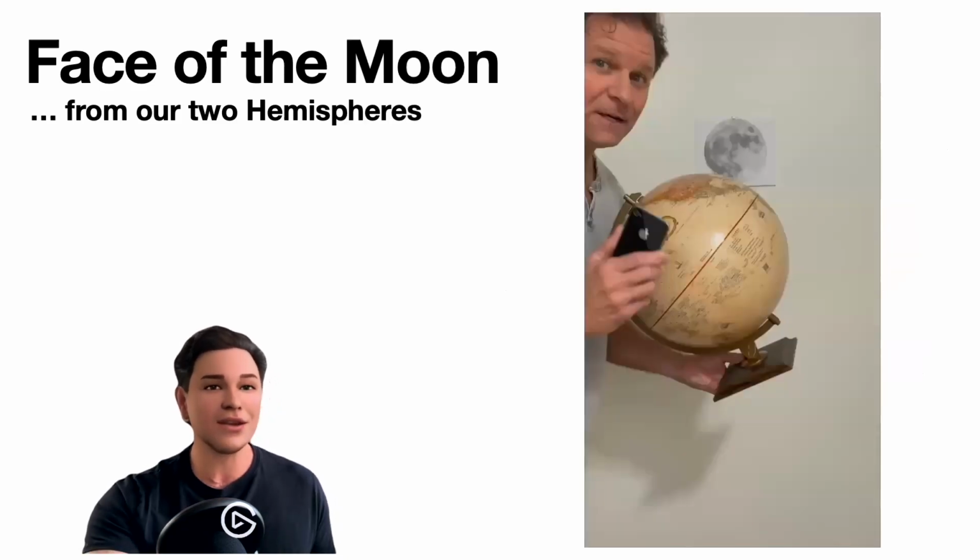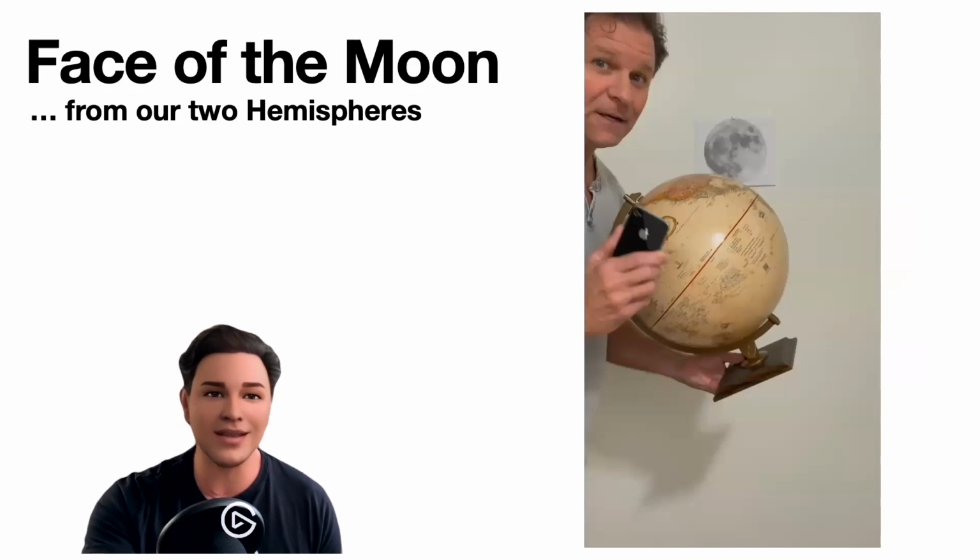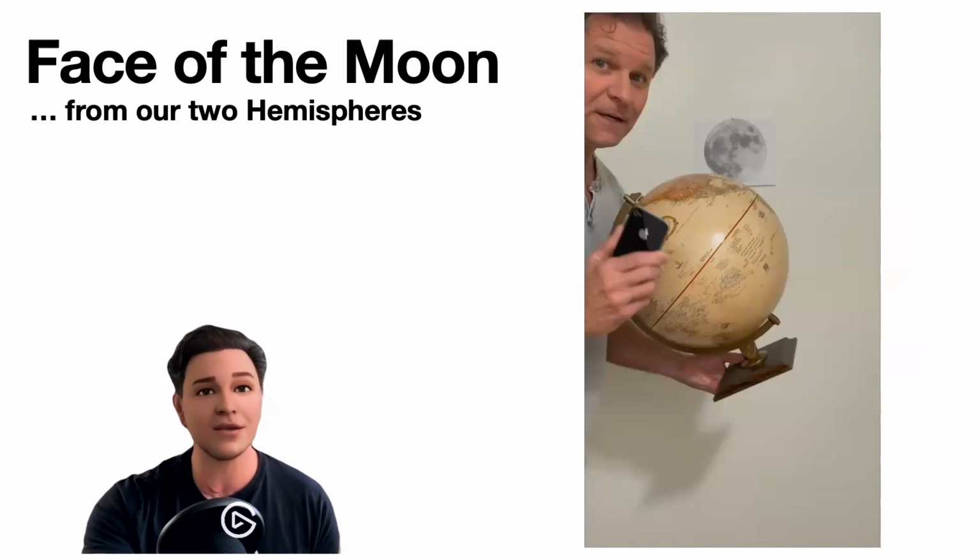Watch this little video that I did proving exactly what I'm talking about. It shows you the view of the moon from the southern hemisphere, the equator, and the northern hemisphere. It shows you exactly why we see the same face of the moon, but rotated slightly. This video explains it perfectly.